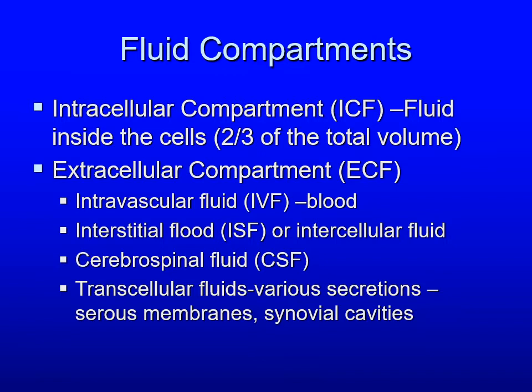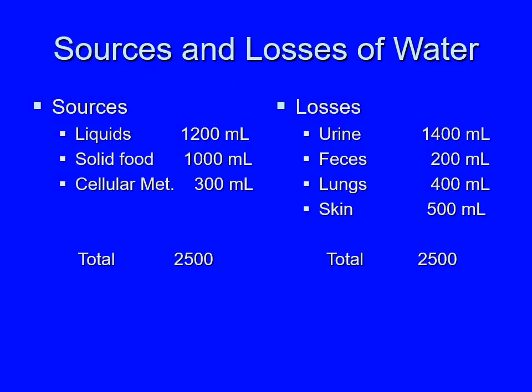Extracellular fluid compartment makes up the other third, and that includes things such as plasma, intravascular fluid, interstitial fluid, that's what's in between the cells, cerebrospinal fluid, and there's other transcellular fluids, all your various secretions, serous membrane, synovial fluids, humors of the eye. So that's where the fluid in the body, that's part of the body, is located.